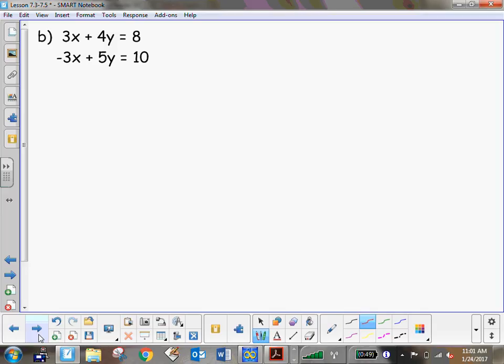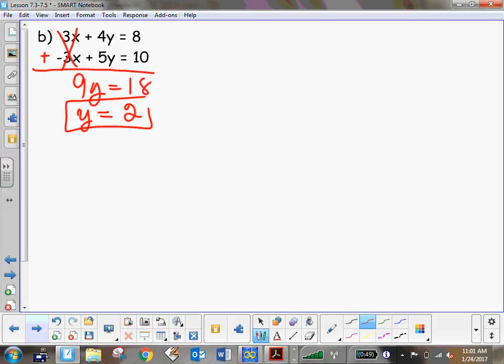What is a good variable to eliminate in this case? The 3x and the negative 3x, right? So when we add these together, the whole idea is for those terms to drop out. What am I left with now? 9y equals 18, so y is equal to 2. There's one of my answers. What do I do now? Hannah? I take this y and I substitute it into either equation. It makes no difference, and I solve for x. So I do a substitution.